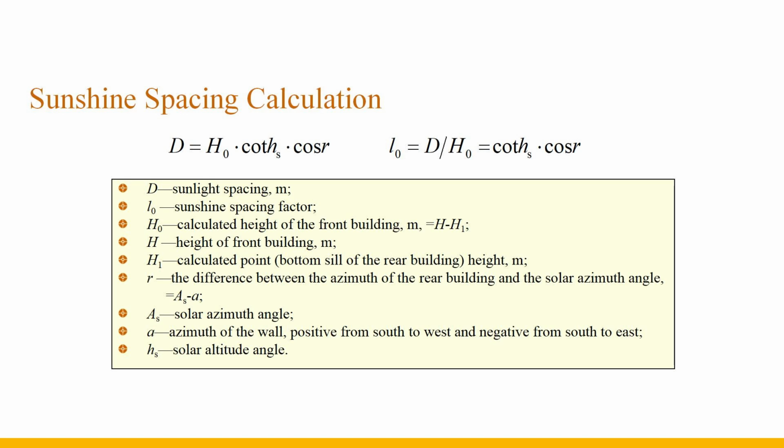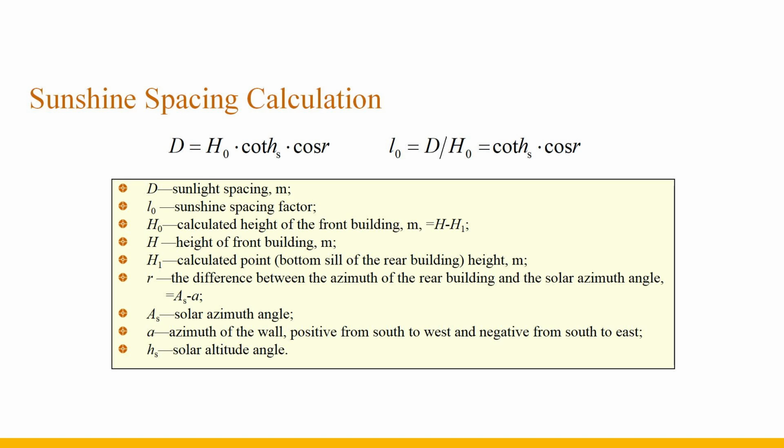The residential building spacing is divided into frontal and side spacing, and the general residential spacing refers to the frontal spacing. This is the formula for calculating the solar spacing and the solar spacing factor. In the formula, D is the sun distance, and L0 is the sun distance coefficient.